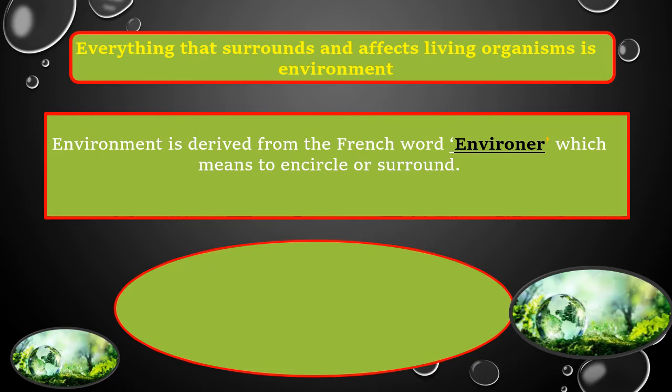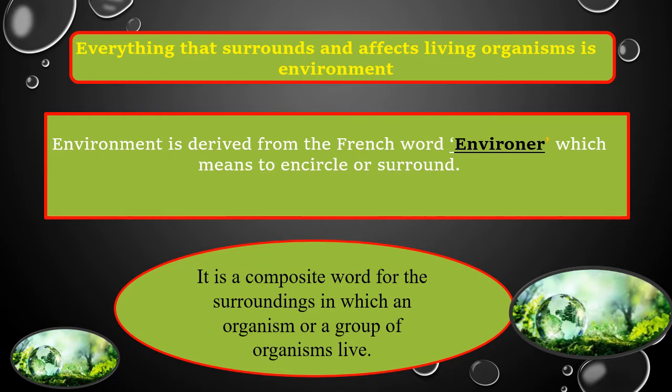The word environment is derived from the French word environner, which means to encircle or to surround. In its most literal sense, environment simply means surroundings, or we can say environs. Hence, the environment of an individual, object, element, or system includes all of the entities with which it is surrounded. It is a composite word for the surroundings in which an organism or a group of organisms live. The basic needs in which all organisms live are air, water, light, temperature, sunlight, wind, and other factors. Therefore, environment includes everything around the organism.